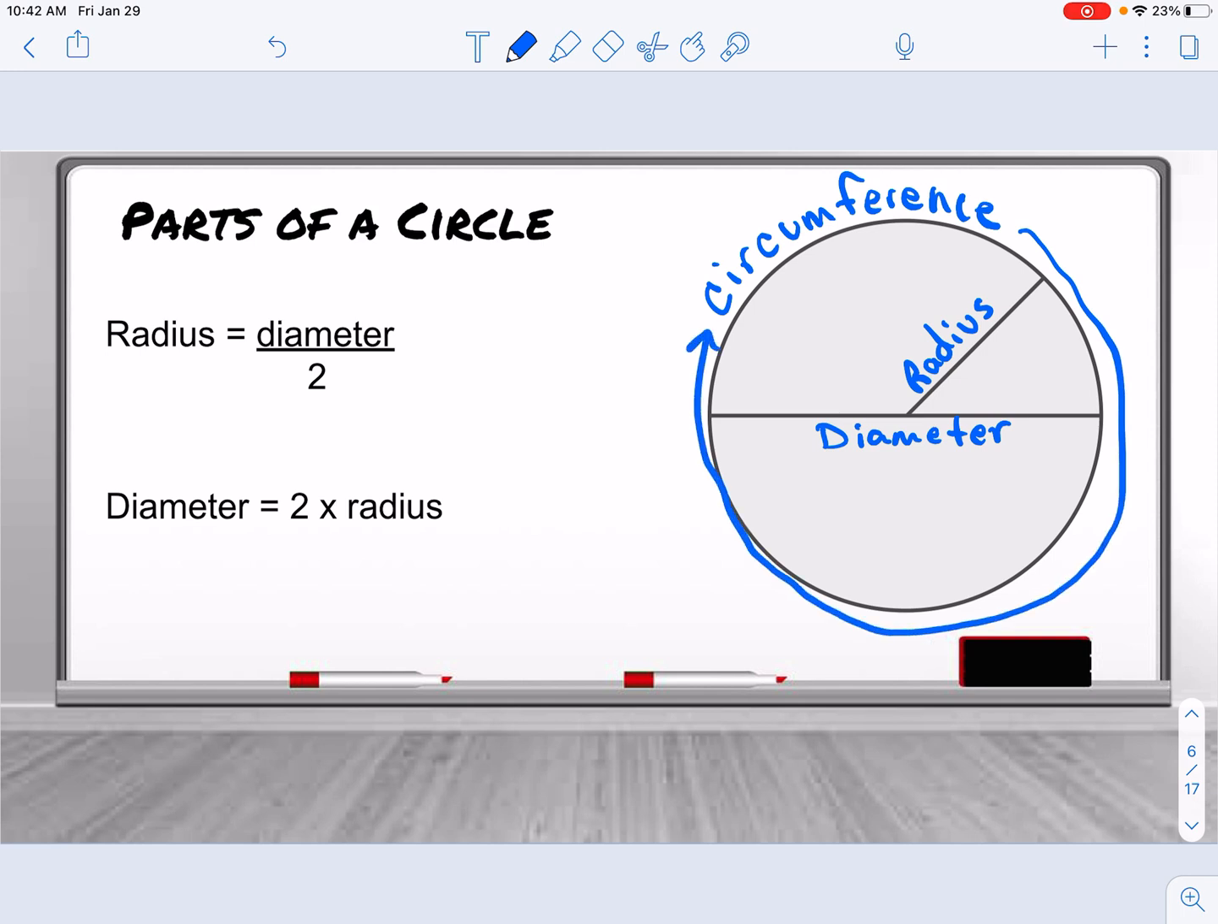So looking over here, it says that the radius is the diameter divided by 2, because the radius is half the distance of the diameter. So the radius is only half of the diameter, which means that the diameter is 2 radiuses, because if we went from the center to that side and the center to that side, it makes the full length, the diameter. So it's important to remember, if we're given the radius and we want to find the diameter, we would just multiply it by 2. And if we're given the diameter and we want to find the radius, we would divide it by 2.